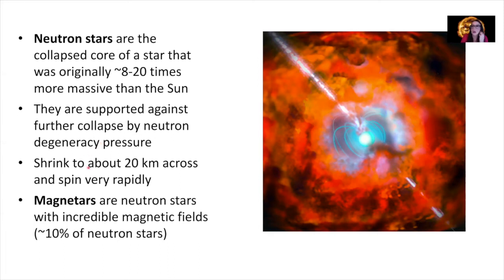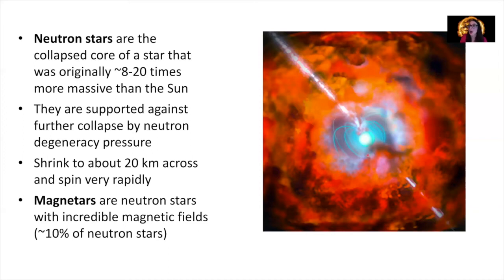This neutron star shrinks to about 20 kilometers across, about the size of a city, with so much mass. And then these things are spinning very, very rapidly. Now, about 10% of all neutron stars are what we call magnetars. Magnetars are an exotic type of neutron star, and as you might expect, they have a lot of magnetism.